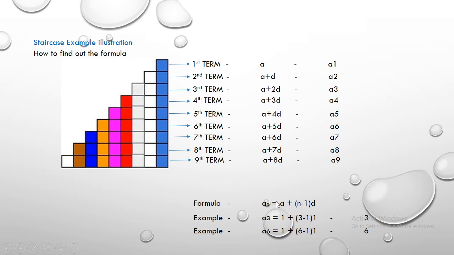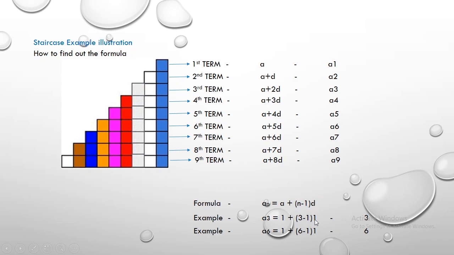Suppose we take the third term, A3. Here n denotes 3. In the A3, A is the first term, and the first term is made out of only 1 brick, so we are going to write it as 1 plus n minus 1. N denotes 3, so 3 minus 1 as it is.